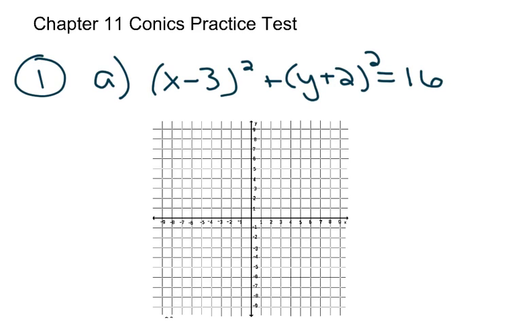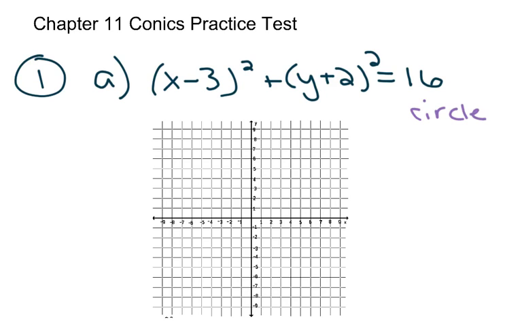This is the practice test for Chapter 11 on conics. All right, when we go to graph conics, the first thing I want you to determine is which type of conic it is so that you know what it should look like when you're done graphing it. Well, this equation, x minus 3 squared plus y plus 2 squared equals 16, is a circle.